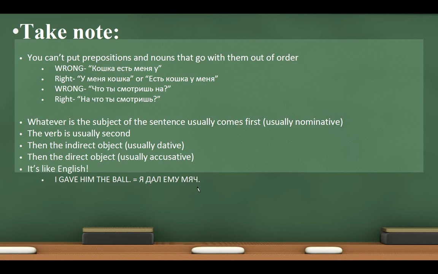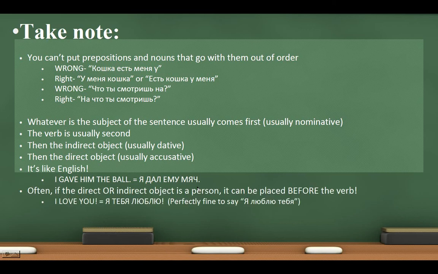Okay, and just one more thing is that a lot of times, and I'm not saying this is rarely the case, this is a lot of times, that if the direct object or the indirect object is a person, so remember this, it can be placed before the verb. This is very conversational. So you say something like, I love you. What you're doing is you're taking this you and you're placing it before the love. So it's я тебя люблю. It's literally I, you love. But it means I love you.